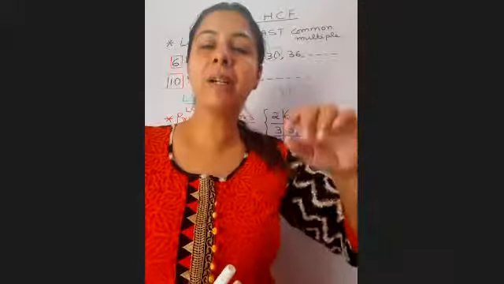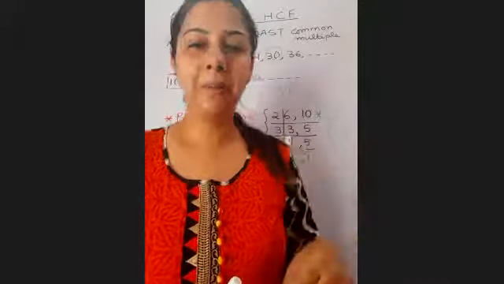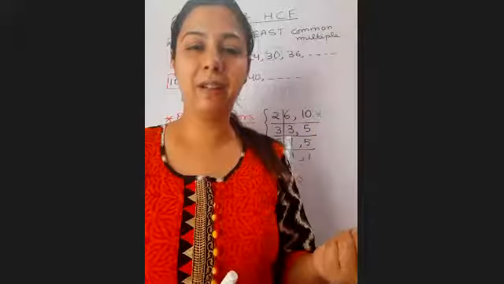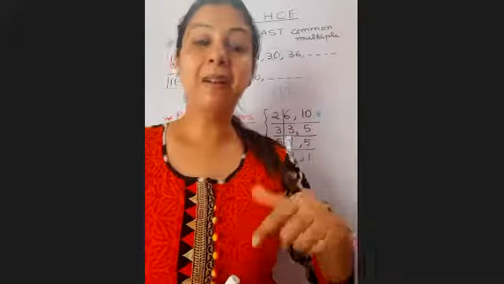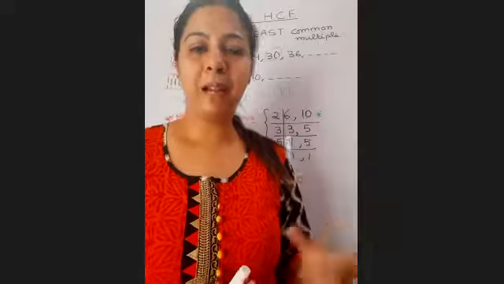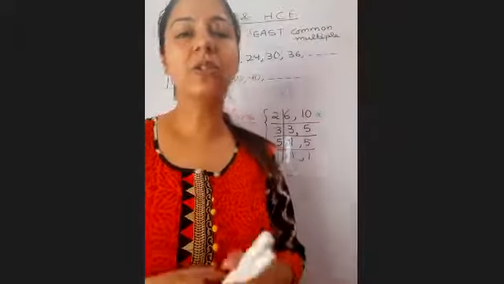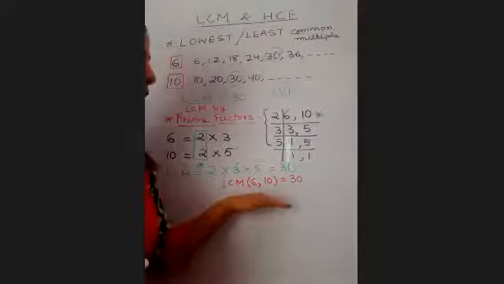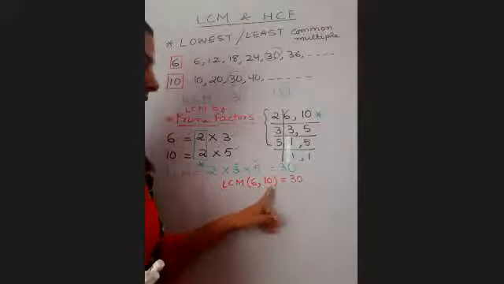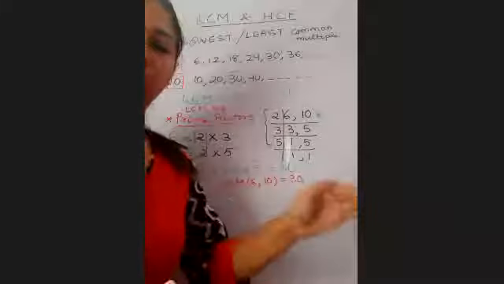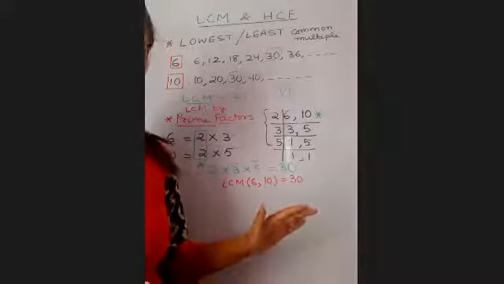We cannot say the multiple of 20 is 10. 10 is a factor of 20. Are you getting my point, children? So this is just a trick to keep in mind that LCM of two numbers is either the greater one or more than that. उनसे छोटा कभी नहीं हो सकता. Clear?